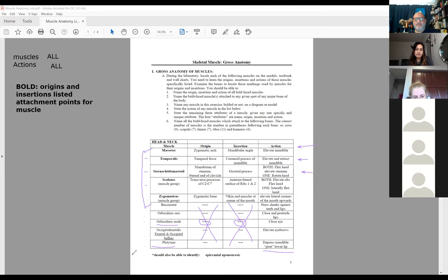And notice only 5 of your 10 head and neck muscles do you need to know the origins and the insertions for. So as intimidating as this may seem, it's not as bad as it feels. We are going to go through these together, identifying these.